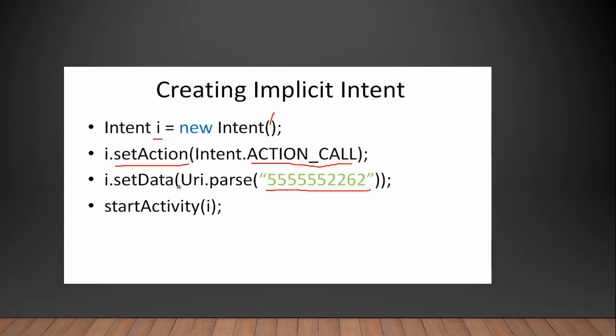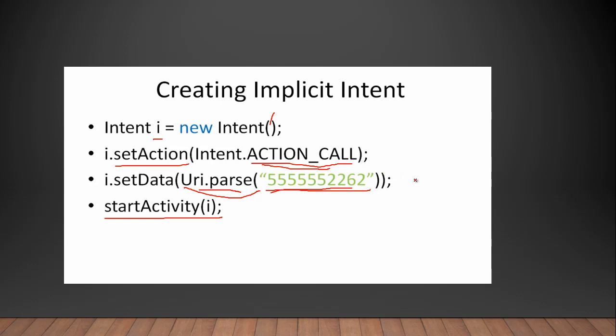And after that you must set the data. Of course the data is in the form of a URI, and you must pass your data by using a URI object, because setData only accepts URI data from you. And then you start that activity. Android is going to search through your phone for which app is able to handle the action call with this data. If one app appears, it automatically opens that app for you without asking you.